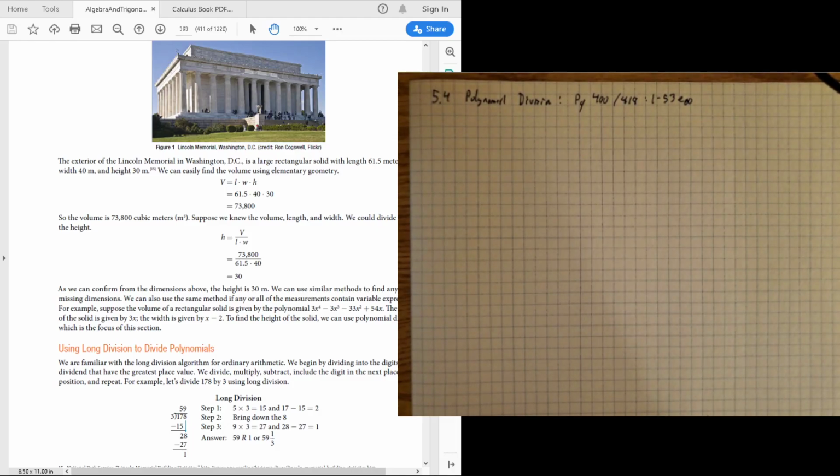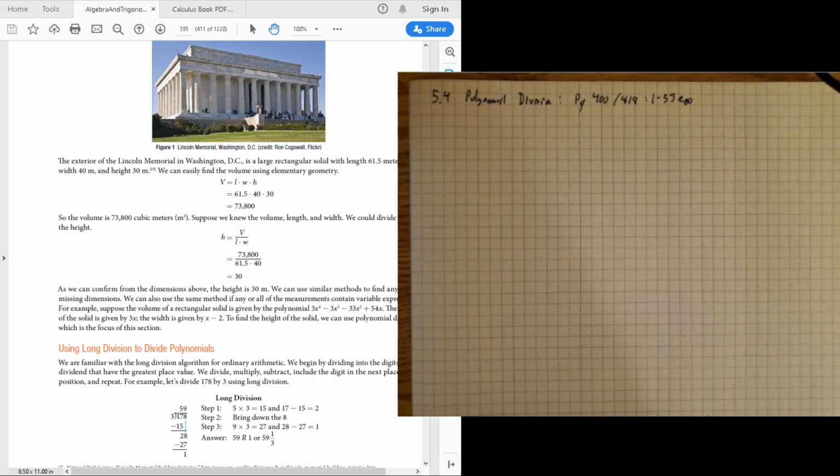Okay, good afternoon, guys. We're doing polynomial division in our college algebra class today. We're doing section 5.4. Homework assignment, page 400/418, 1 to 53, every other odd.